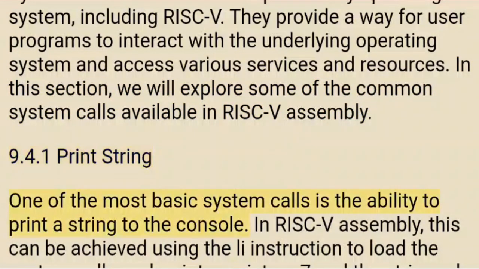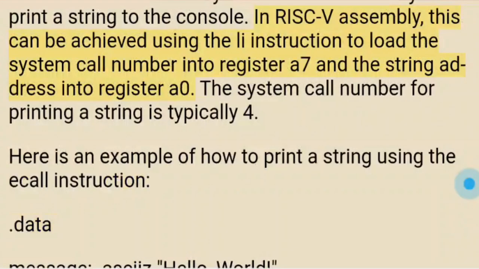9.4.1 Print string. One of the most basic system calls is the ability to print a string to the console. In RISC-V assembly, this can be achieved using the li instruction to load the system call number into register A7 and the string address into register A0. The system call number for printing a string is typically 4.